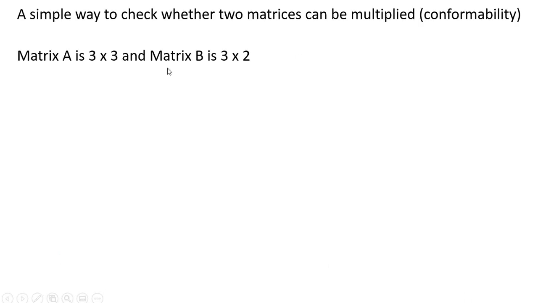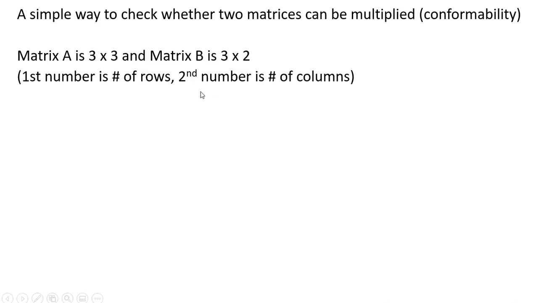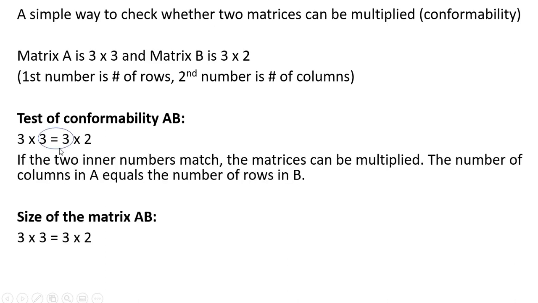So let's look at some more examples. Here matrix A is 3 by 3, matrix B is 3 by 2. Testing the conformability, the two inner numbers match. We can multiply these two matrices. And in terms of the size of the matrix after multiplying matrix A times matrix B, the new matrix will be a 3 by 2 matrix.